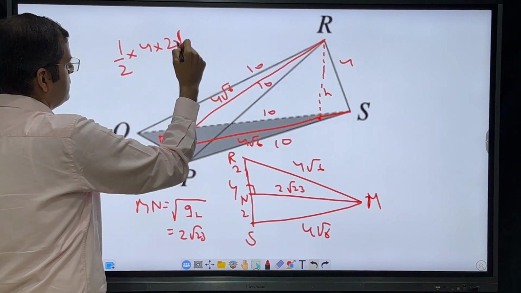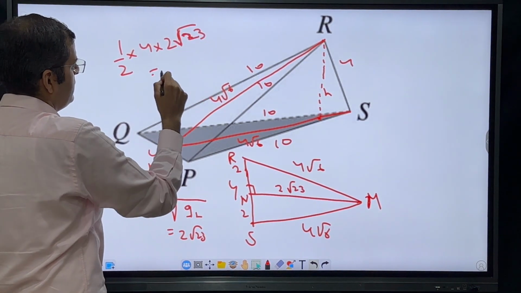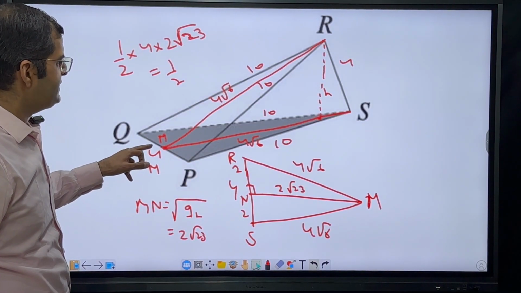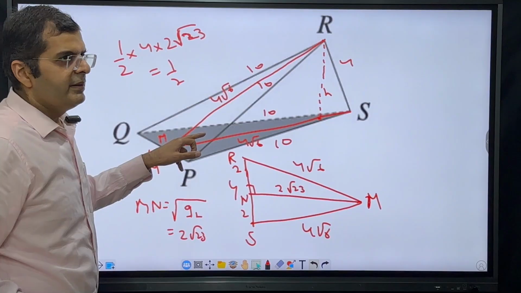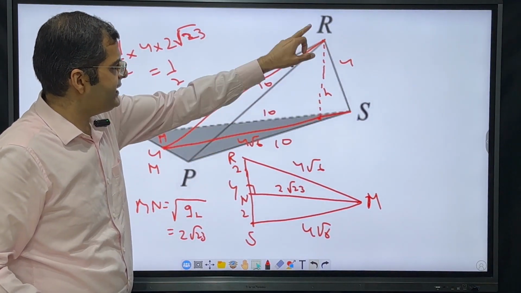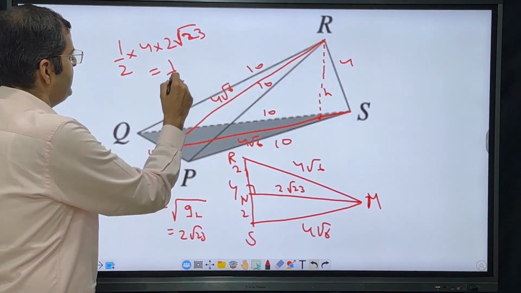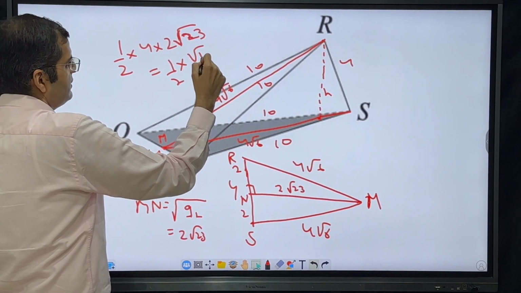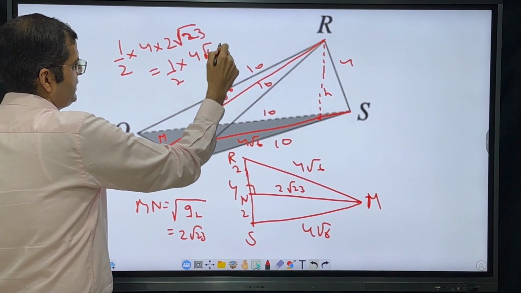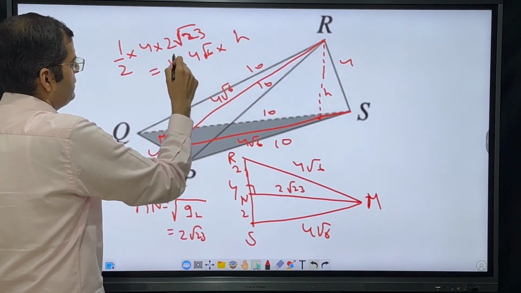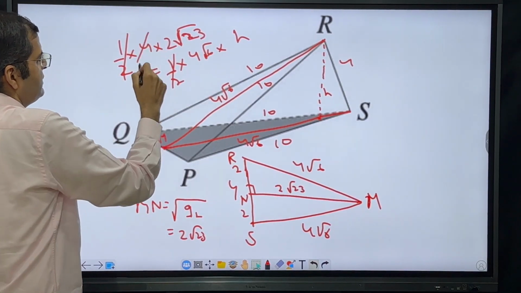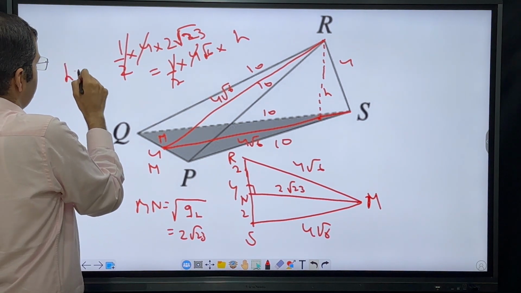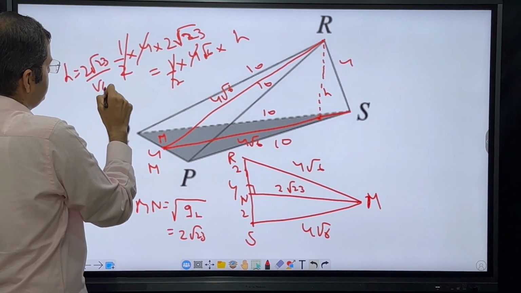That is same as the area if I take base as MS. Then the height will be this H from R on MS. That is half into base MS, which I know is 4 root 6, into height H. So from here I can get the value of H. This 4 goes away. So H is 2 root 23 by root 6.